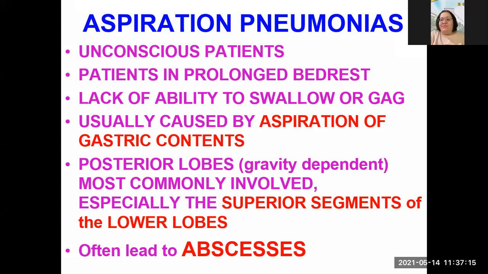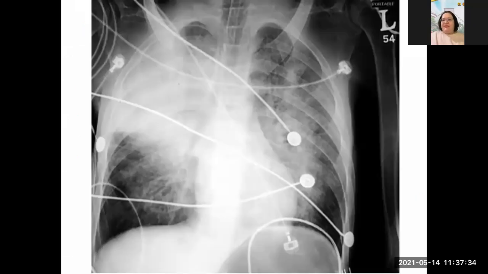So the posterior lobes are usually affected because of the gravity. It's gravity dependent. Most commonly involved are the superior segments of the lower lobes and even the middle and lower lobe of the right lung. And this will often lead to abscesses.